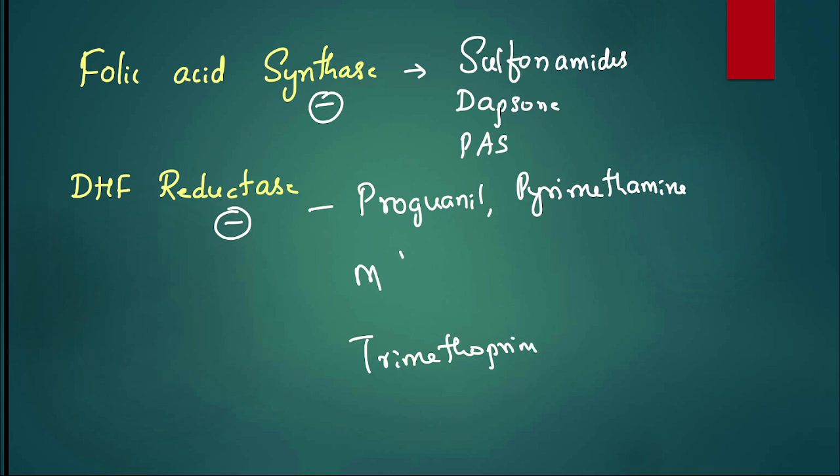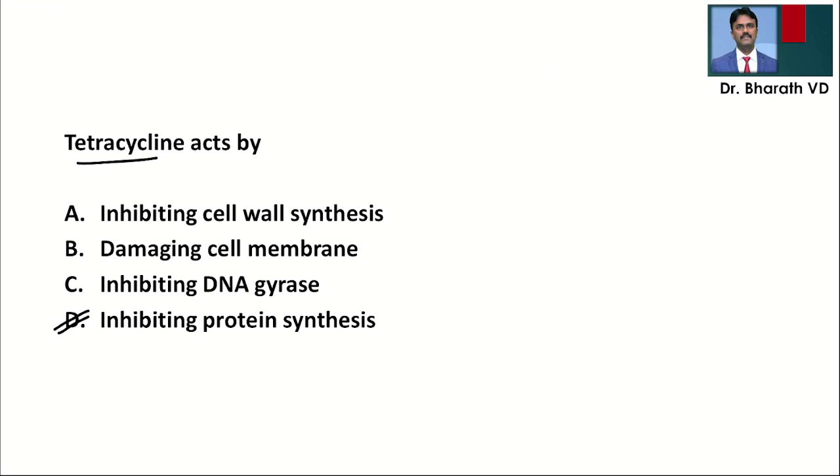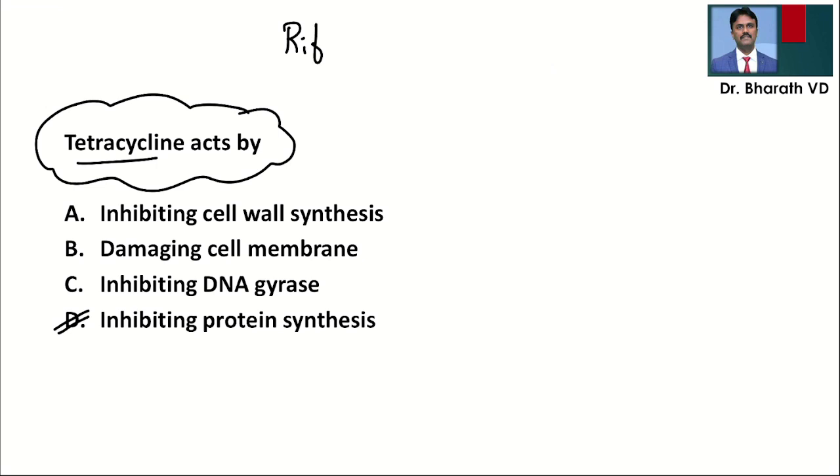What is M? You should tell me. M is an anti-cancer drug which inhibits dihydrofolate reductase. So comment in the comment section. What did we understand from this? We understood the mechanism of action of antibacterial drugs. And also tell me what is the mechanism of the anti-TB drug rifampicin. What does it inhibit? Tell me that.